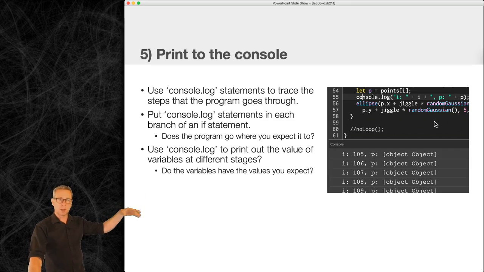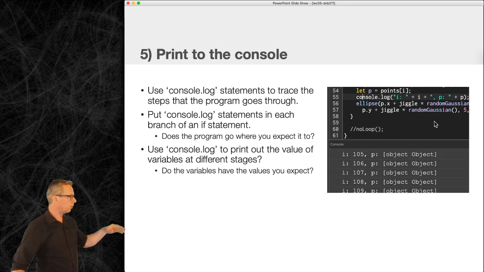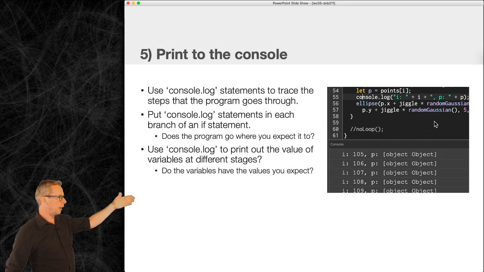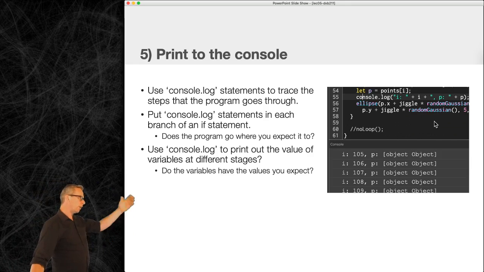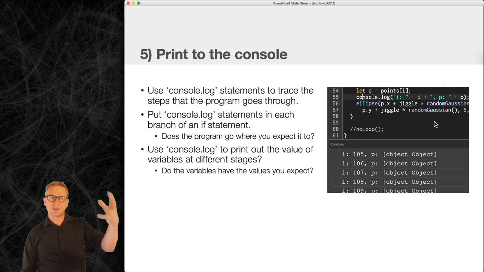Here, inside this little screenshot of code, I've got a console.log statement that's inside a for loop. As that for loop's going around, I can see the values in the console for the variable i and the variable p. i is 105, 106, 107, 108, and p is getting loaded with some kind of an object. I can see from that that it's doing what I expect or not expect.